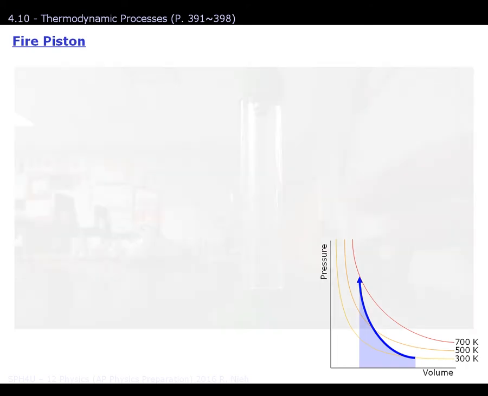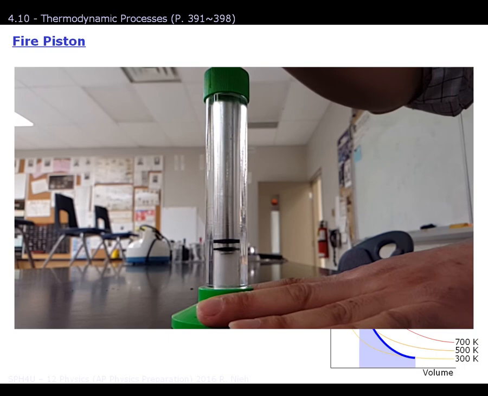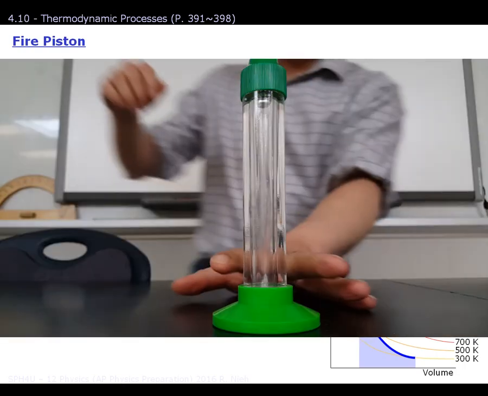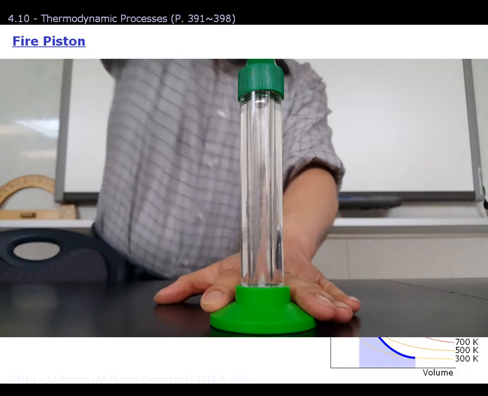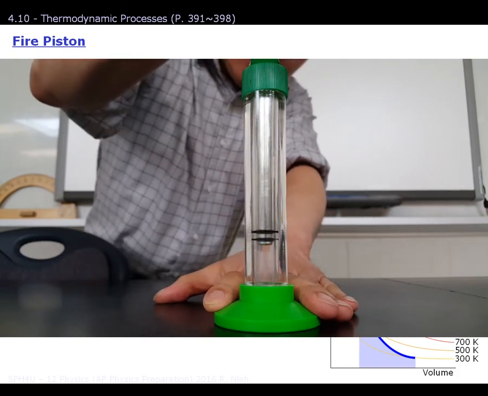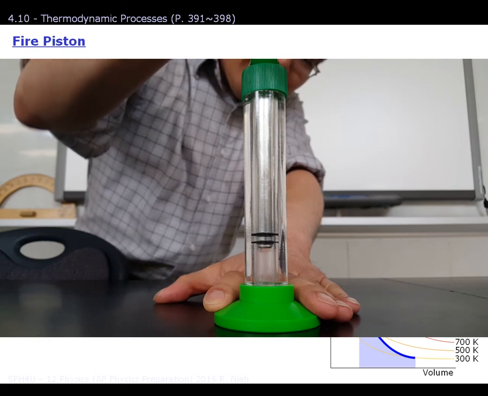Now, the opposite can be true as well. At the beginning of this video, you may have noticed that I quickly compressed a piston and it caused a lint of cotton to catch on fire. As you compress a gas, there is a change in internal energy, and if the gas can't dump the heat into its surroundings, then the temperature of the gas will then increase. So let's go through the math of this.